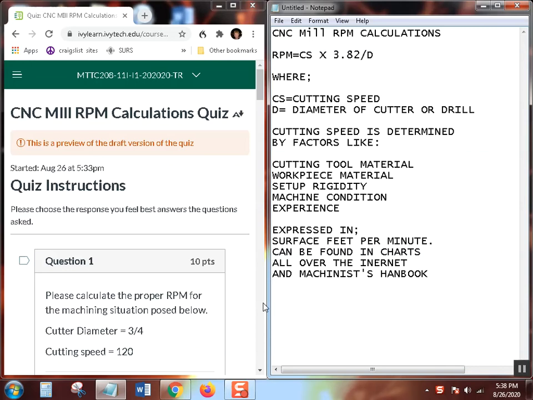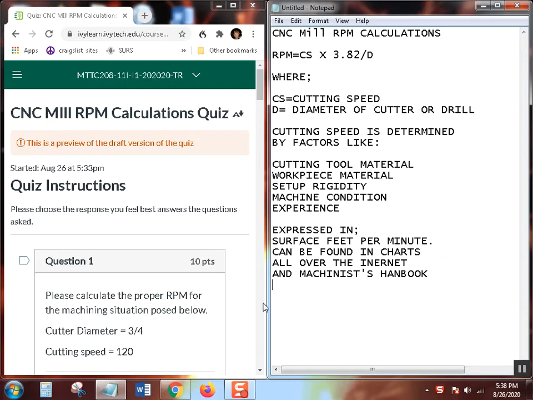Hello again. So, what we're going to talk about today is how to calculate the RPMs for various cutting situations on a CNC mill. Now, the most common one, of course, is milling, and we can use a variety of different cutting tools for that. Things like end mills, face mills, shell mills. The list can go on practically forever.